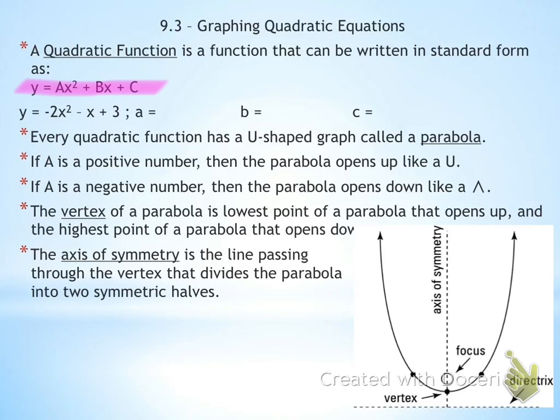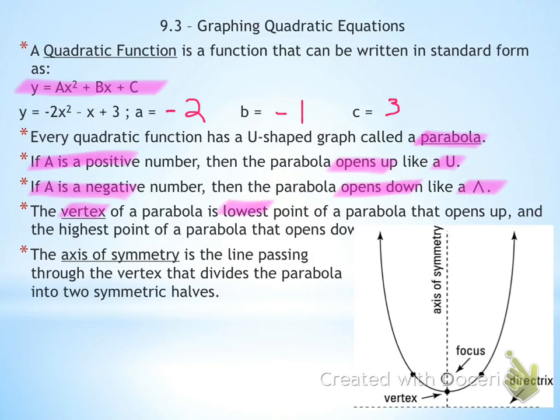So in this example, -2 is my a value, -1 is my b value, and 3 is my c value. Every quadratic has a U-shaped graph called a parabola. If a is positive, my parabola opens up. It looks like a U, just like the example down here. If a is negative, my parabola opens down, like an upside down U or like a caret.